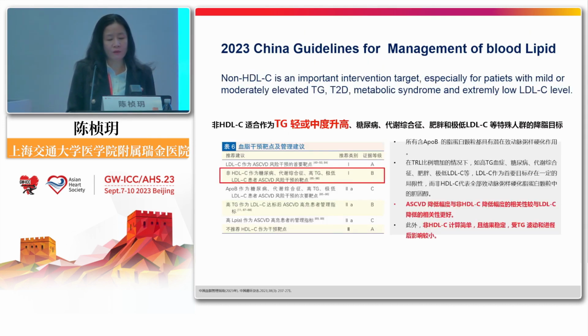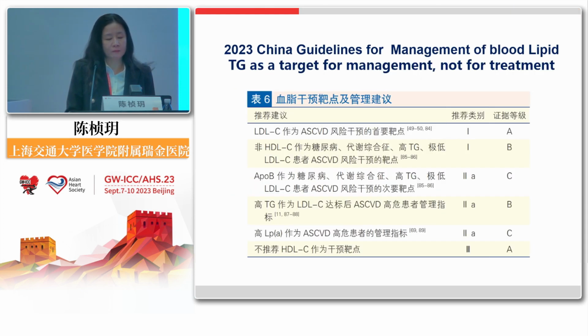Non-HDL-C is a very important intervention target. Although it is a secondary target, for patients with mild to moderately elevated TG, type 2 diabetes, metabolic syndrome, and extremely low LDL-C levels, it could replace LDL-C as the primary target. And the status of TG in the guidelines is as a target for management, but not for treatment, because at least one whole picture of CVOT trials is lacking.